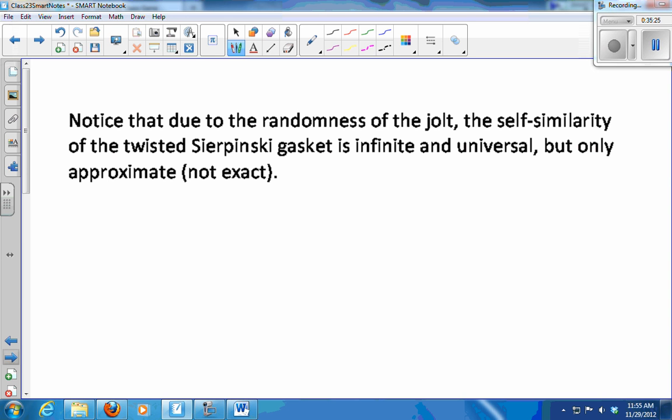All right, so because of the randomness of the jolt part of this process, the self-similarity of the twisted gasket is infinite and universal. You can zoom in forever, and you can zoom in anywhere, but it's approximate and not exact. Okay, because each jolt is a little bit different than the last. So zooming in won't give you exactly the same picture as the original, but it'll look the same. It'll look pretty close, yep.